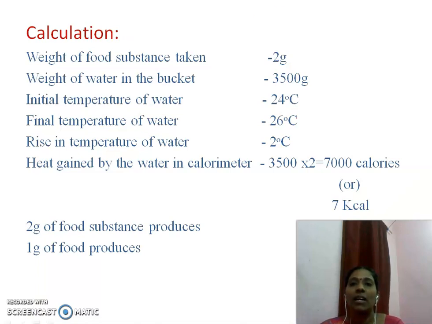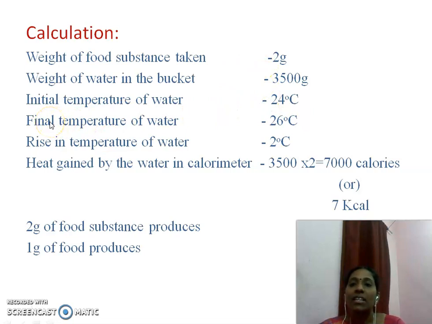So now let's see the calculation part. The weight of the food substance taken is 2 grams. Before placing the food sample in the crucible, the food should be weighed. It should be either 1 gram or 2 grams of the food substance. Then the weight of the water in the bucket is 3,500 grams. Already I told you the water which is present inside the bucket should be weighed initially. Then the initial temperature of the water is 24 degrees centigrade. So before burning the food sample, we should check the temperature of the water. That is the initial temperature, 24 degrees centigrade.